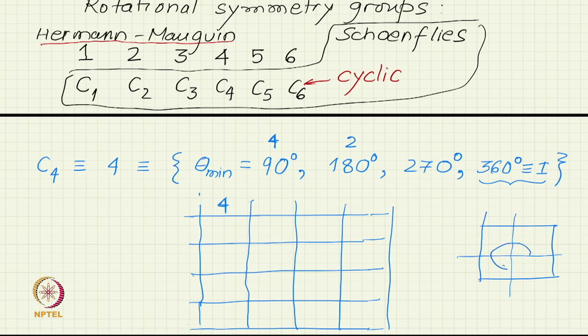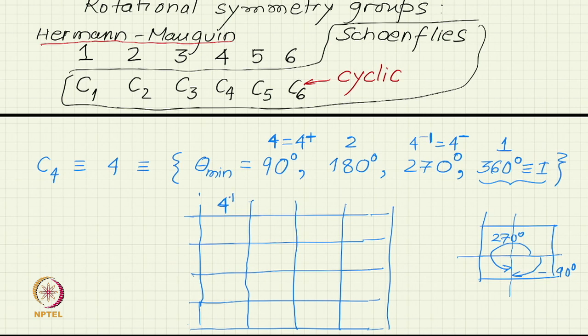270 degree rotation is equal to minus 90 degree rotation. You get to the same location. So, 270 is nothing but the inverse of 4. 270 is the inverse of 4, or sometimes you can call it 4 minus. And 360 degree is identity, we call it 1.